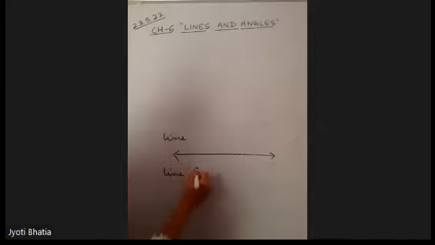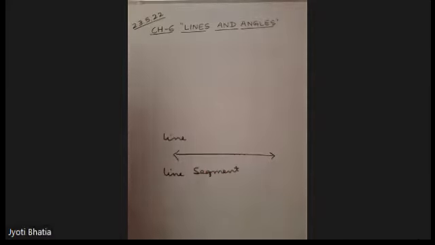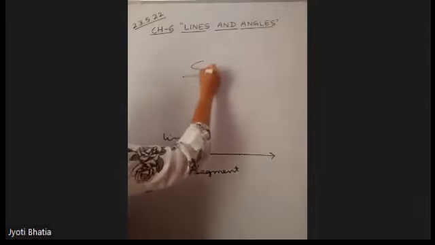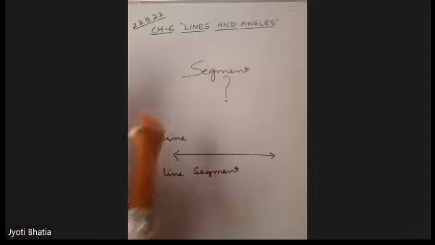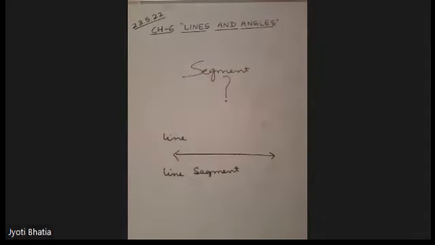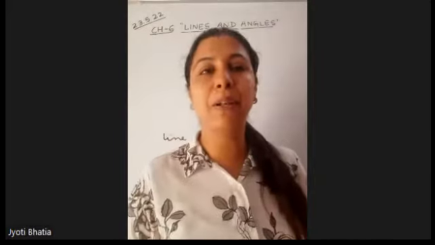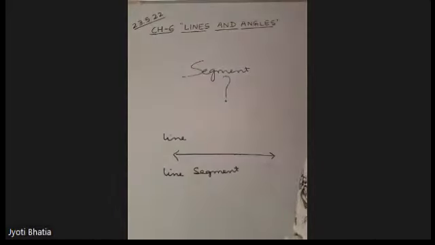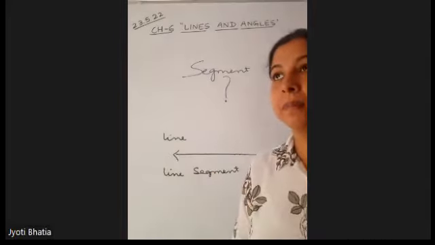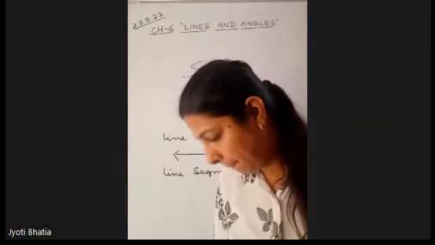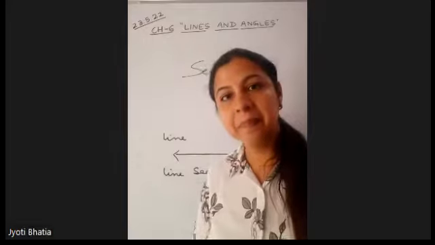Next is line segment. To get to know the meaning of line segment, first of all, could you please tell me, if you look into the dictionary for the meaning of segment, what will you get? Ma'am, something that terminates, there are two points in it. Ma'am, it has a definite length and has two points.